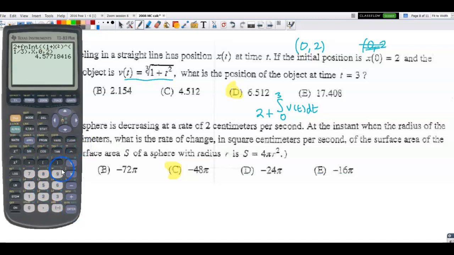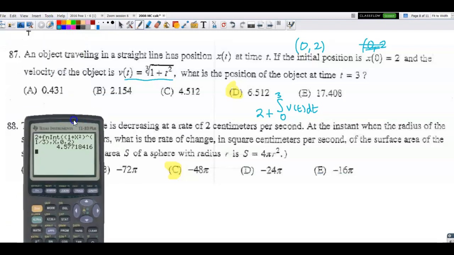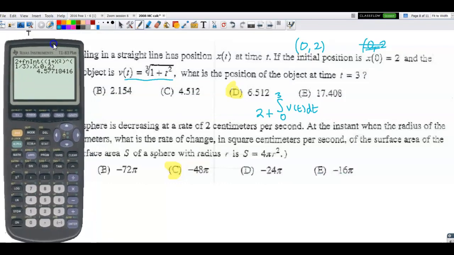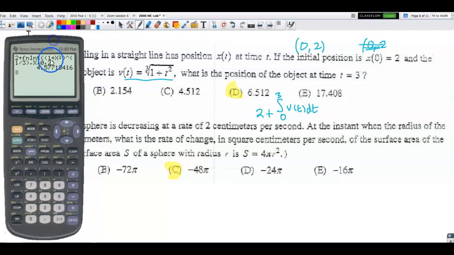And that's not the answer that I got, 4.577. So what did I do wrong here? Cube root of 2 plus, it's 0 to 3. I did 0 to 2. So second answer, clear. Second enter will bring back the last argument. I went from 0 to 2 instead of 0 to 3. So be careful.